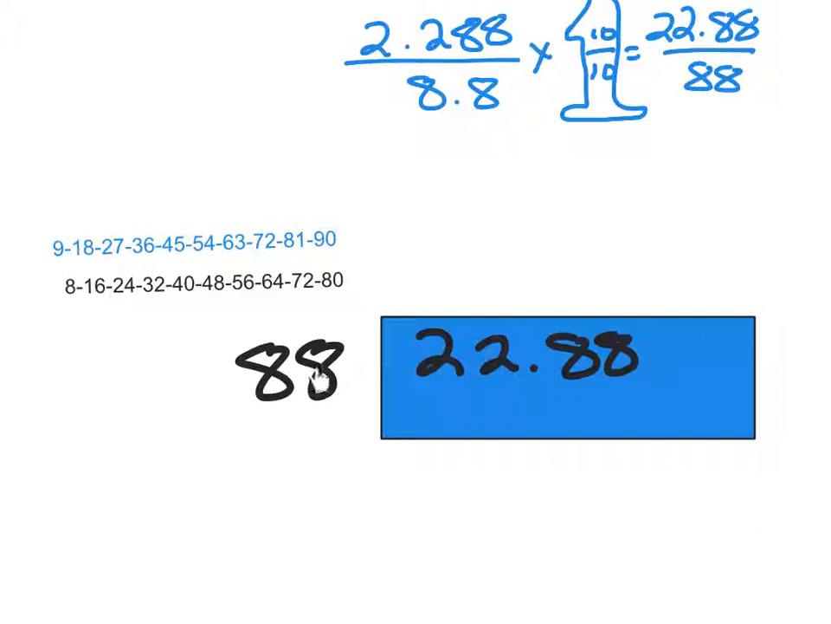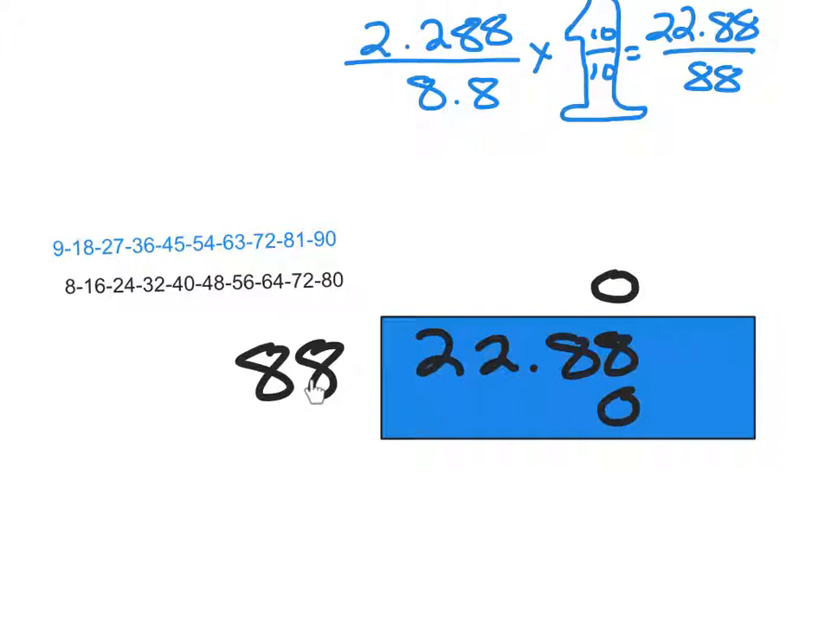I'm looking at 88 and how many times it can go into 22.88. And 88 cannot go into 2. It cannot go into 22. So I'm looking at 228, right? So that means I need to get a place value holder for the hundredths column here. So I'm going to put a 0 right there, which means I'll get a 0 right down there. And that's because 0 times 88 will give me a 0.